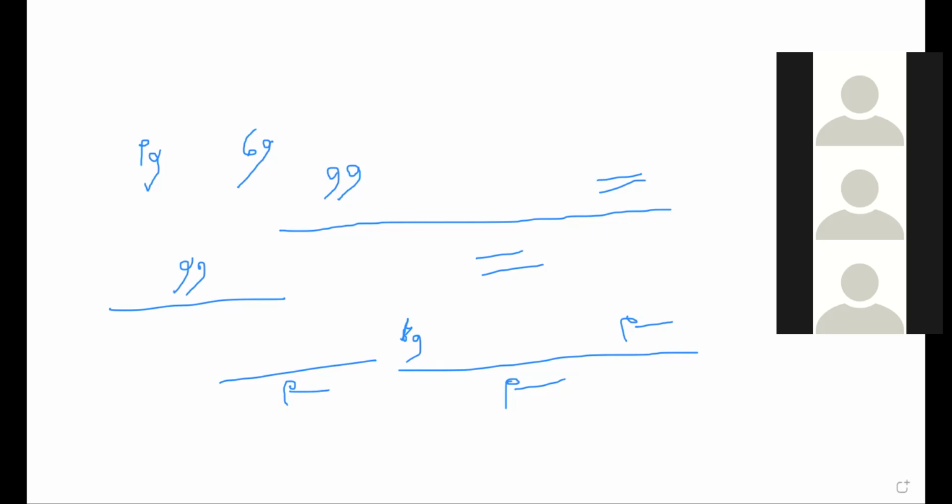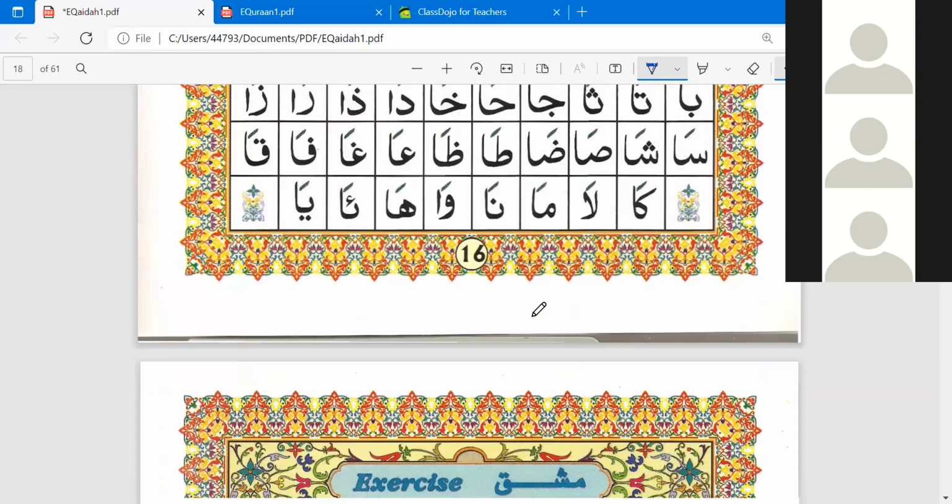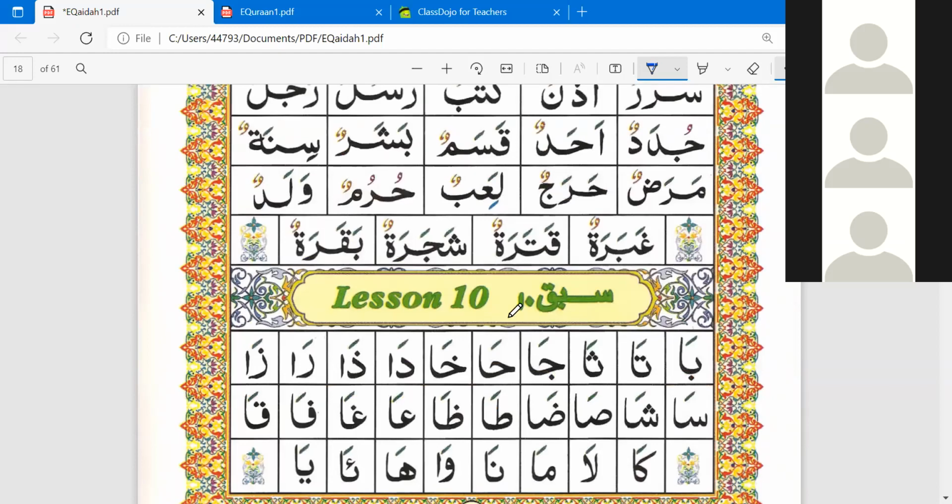All right. So now let's go back to lesson number 10. Lesson number 10 is about mad, or madda. Madda means to elongate. What do we want to elongate? Remember, we have 3 haraka. Can someone remind us what are these 3 haraka, please? What are the 3 harakas, please? Fatha, Kasra, and Dhamma. Thank you. Fataha, Kasra, and Dhamma. These are the 3 haraka we have.